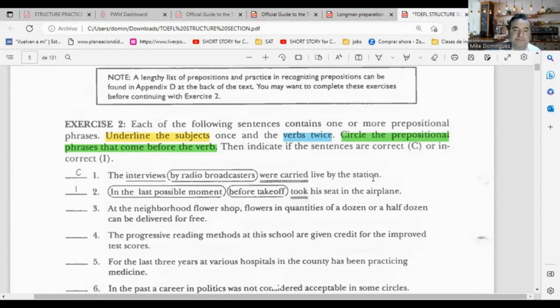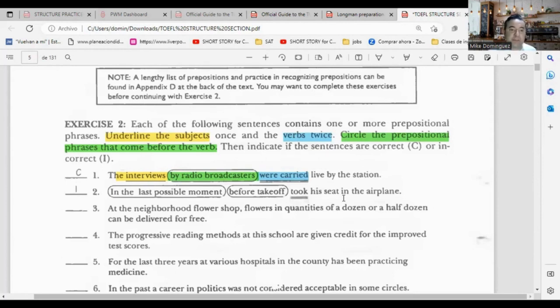"The interviews" is what? The subject. That is yellow. "By radio broadcasters" is green. "Were carried" is going to be the verb. Broadcasters are people, radio broadcasters, the people that give the news. By radio broadcasters.